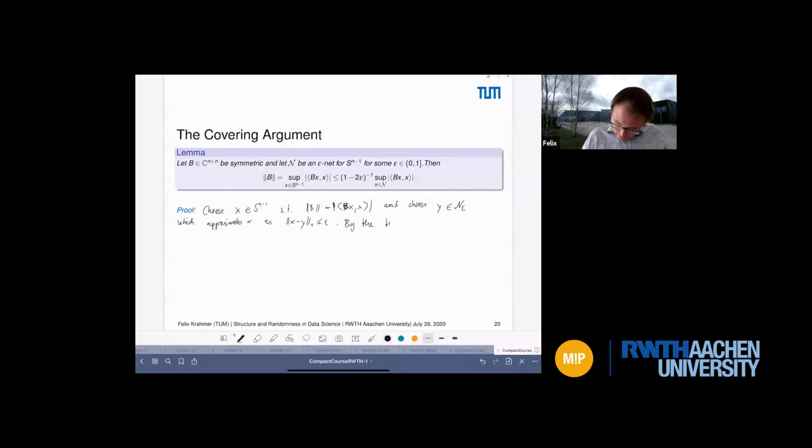So by the triangle inequality, we have ⟨Bx, x⟩ minus ⟨By, y⟩ is equal to, so let's introduce some cross terms here, ⟨B(x minus y), x⟩ plus ⟨By, x minus y⟩. So if you think about that, here we added Bx in a product with y, and here we added Bx in a product with minus y. That's why it exactly cancels.